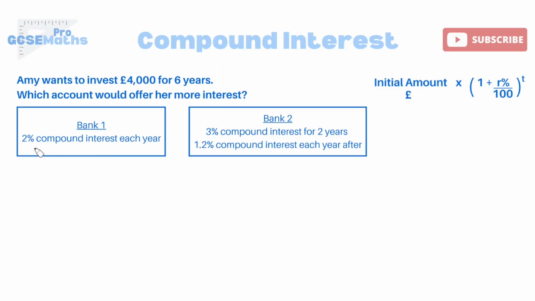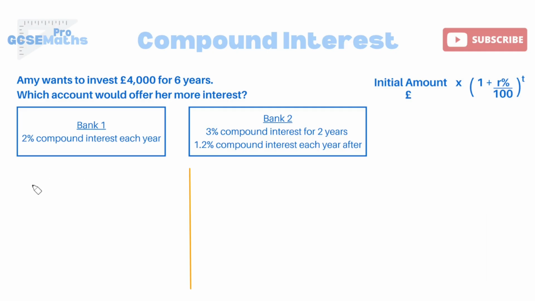So we've got two options. Bank 1, 2% compound interest each year, and then Bank 2 is actually split. 3% compound interest for 2 years, and then 1.2% compound interest each year after. We're obviously talking about 6 years, aren't we? So I just like to split this down the middle and work them out separately.